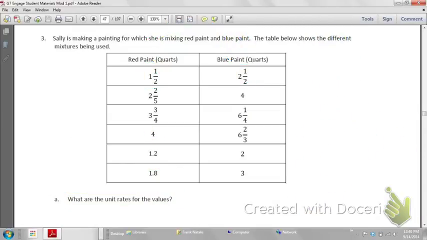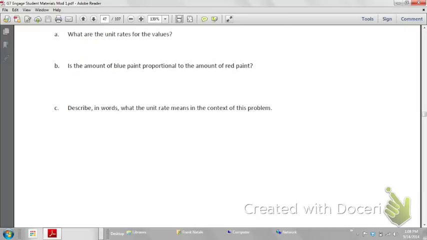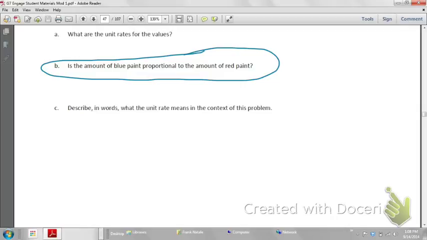Going forward, our next question is: is the amount of blue paint proportional to the amount of red paint? If you remember how that would be, the only way this could be true is if every scenario was equal to 1 and 2/3, and they are. Each scenario of red paint to blue paint is the same all the way down.